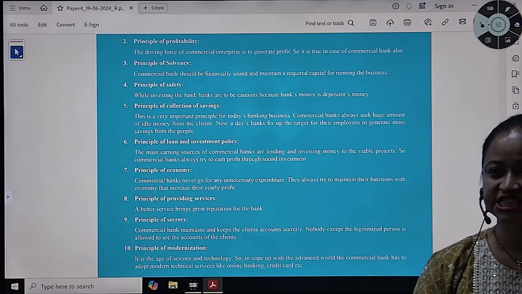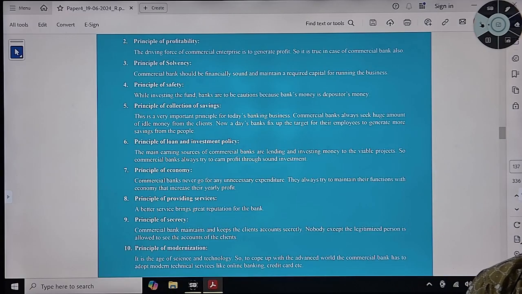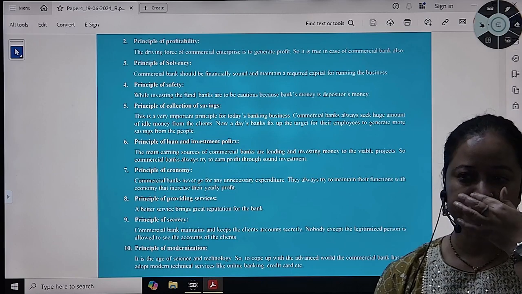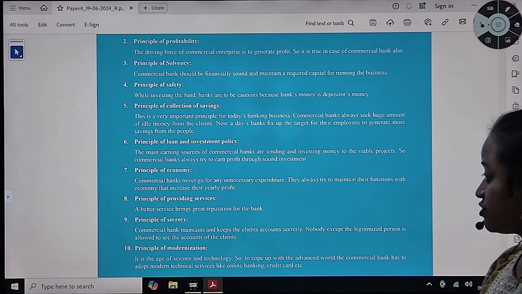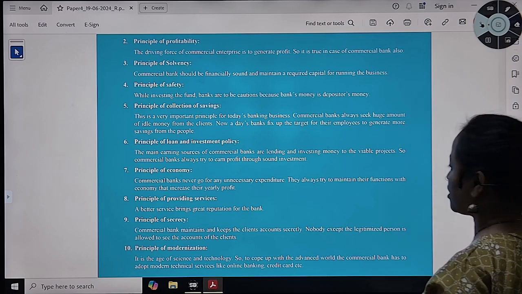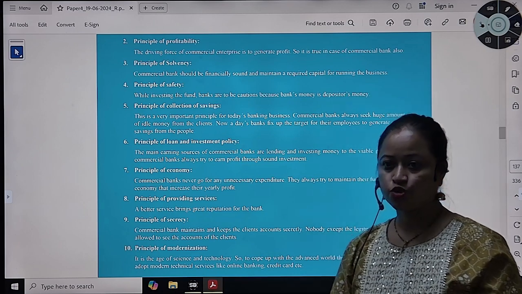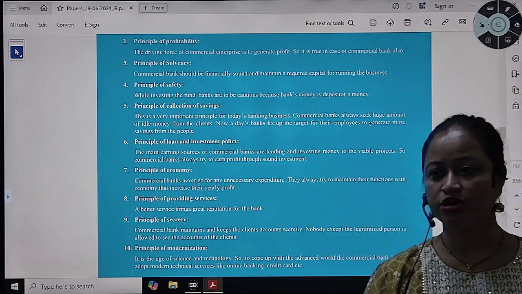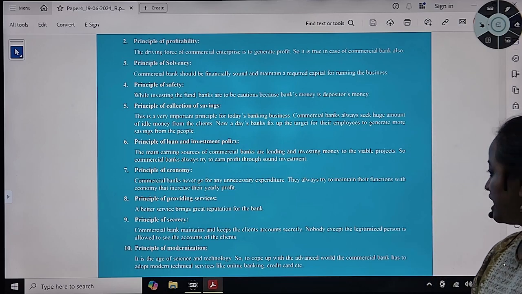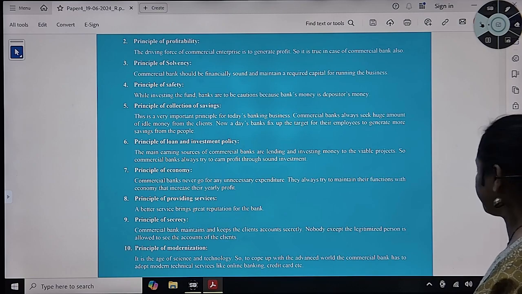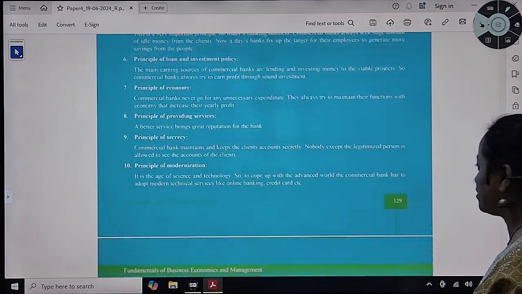For all the clients and customers, how much money is in whose account and what is whose account number, that secrecy should be maintained by the bank. So that is another one. Then the principle of modernization. Whatever the updated modern technology is, banks should take it into consideration. That is the principle of modernization. All of this makes up the principles of a sound bank.